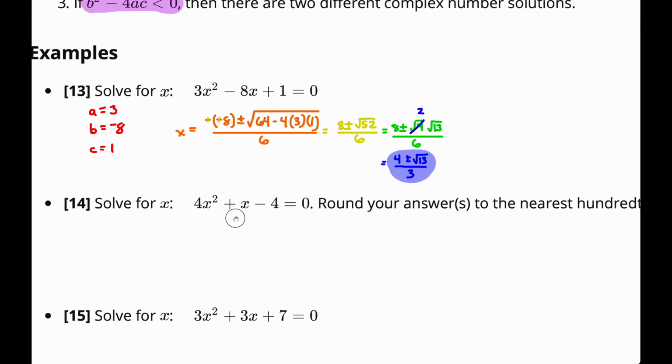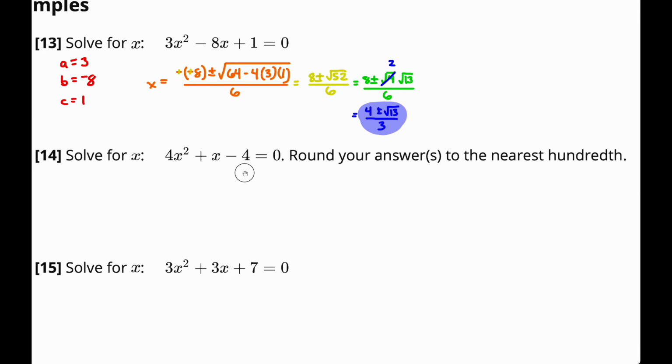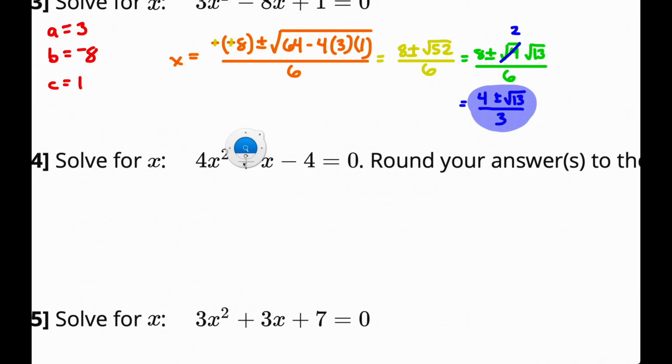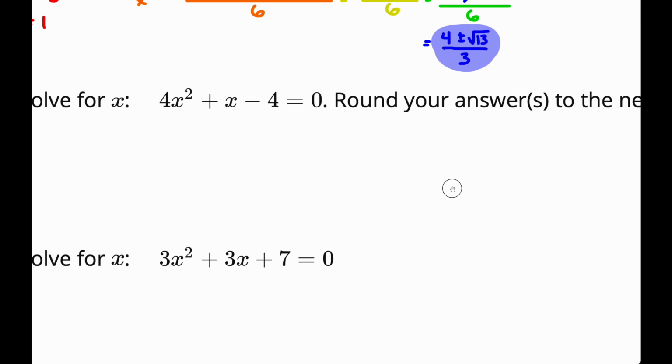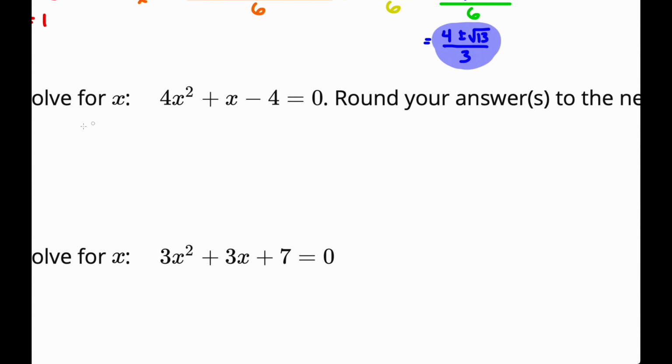All right, the next one, it says solve for x, round your answer to the nearest hundredth. Okay, so we're going to set this up in quadratic formula, and then I'm going to use my calculator to get the decimal approximation of that to the nearest hundredth. So that's 2 decimal places. So first thing we're going to do is we're going to set up the equation. So a is equal to 4, b is equal to 1, c is equal to -4.